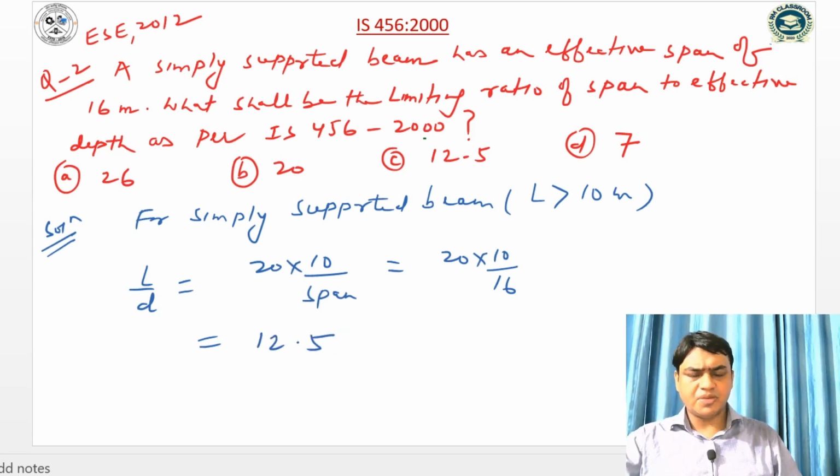One thing we have to remember is whether our span is less than 10 meter or greater than 10 meter. If our span is less than 10 meters, for a simply supported beam the span to effective depth ratio as per IS 456 is 20, for the cantilever beam it will be 7, and for the continuous beam it is 26. Once the span is greater than 10 meter, then we have to compute the L by D ratio. For the simply supported beam it will be 20 into 10 by span, and for the continuous it will be 26 into 10 by span.